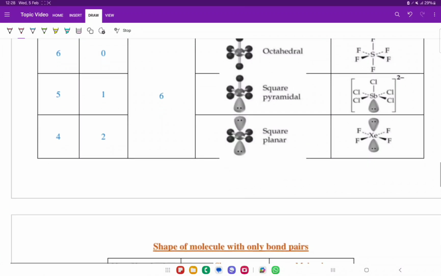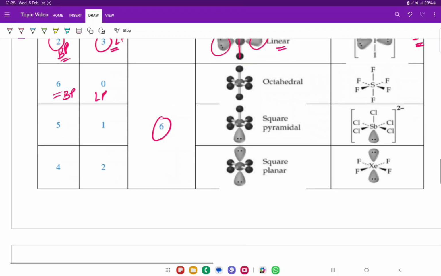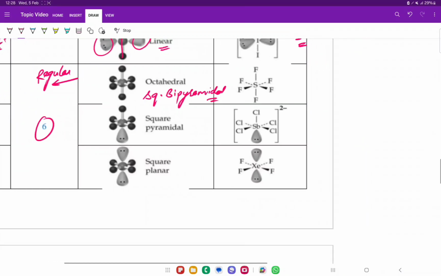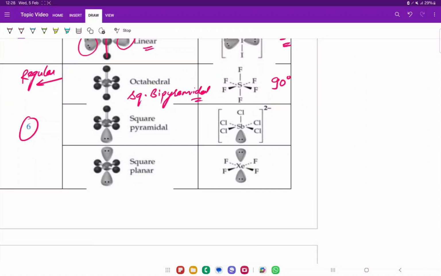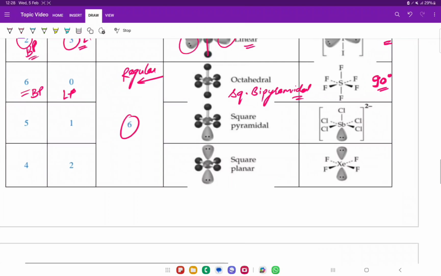Okay. Now the next is 6 electron clouds. When a molecule has 6 electron clouds, 6 plus 0, that is all the 6 are bond pairs, 0 lone pair. The shape is again regular. We call it the regular shape, and the regular shape is called octahedral. Octahedral will be the regular shape of this molecule, also called square bipyramidal. Square bipyramidal, octahedral, the same thing. All the bond pairs are at an angle of 90 degree with each other. Hence the shape will be square bipyramidal, bond angle 90 degree. Example SF6.